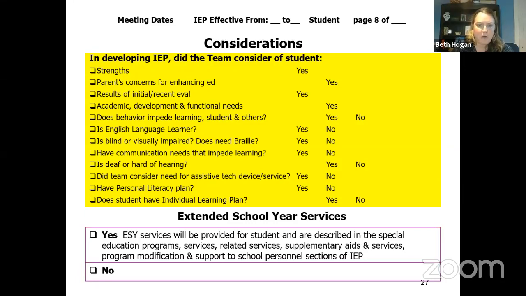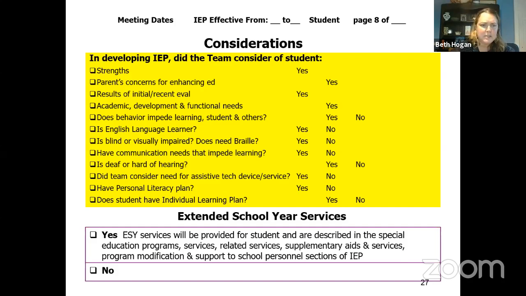For example, one of them says, is the student blind or visually impaired? Does he or she need Braille? If the team is saying yes, this student is visually impaired, somewhere within the IEP, a service needs to be tied to that visual impairment to ensure that student is making progress in that area, and that may include Braille.